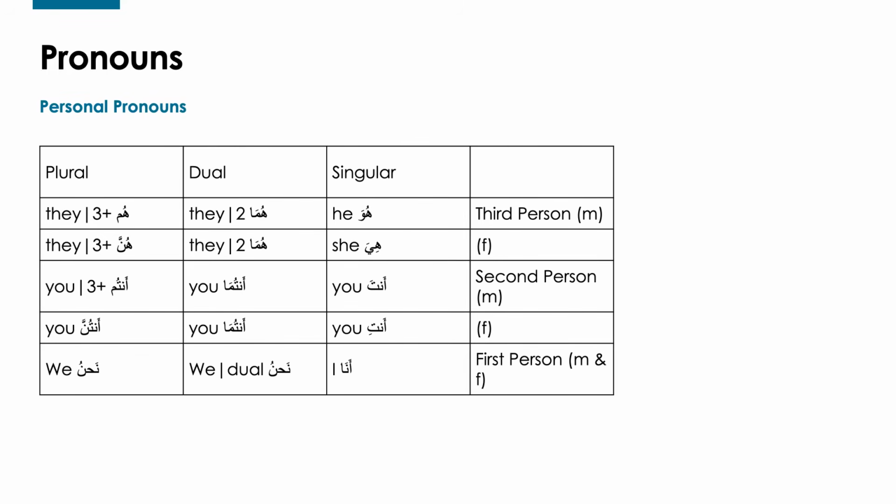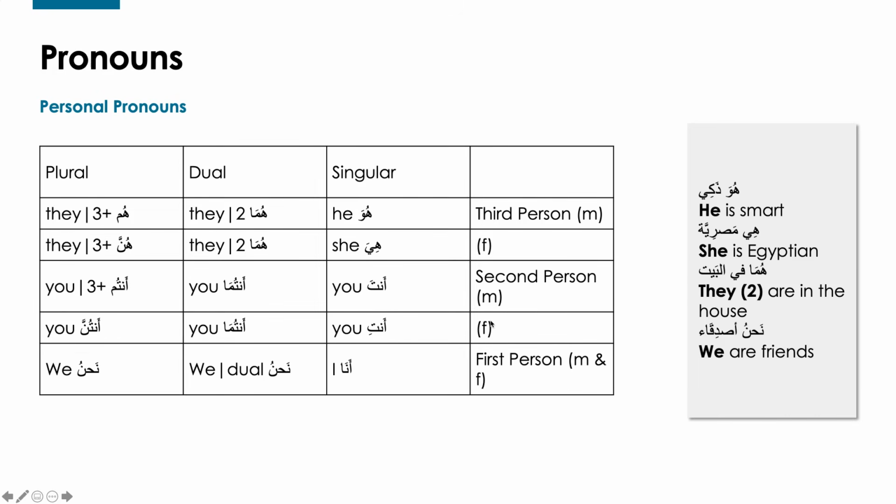Now let us look at some simple examples when we use it in sentences. Huwa dhaki. He is smart. Huwa is the ضمير. Huwa is the personal pronoun here. Hiya Masriya. She is Egyptian. هما في البيت. They, two of them, are in the house. نحن أصدقاء. We are friends. This is the plural form.